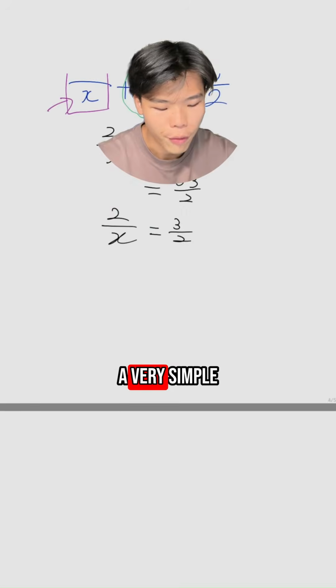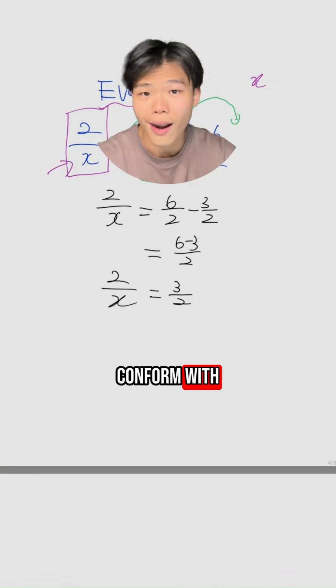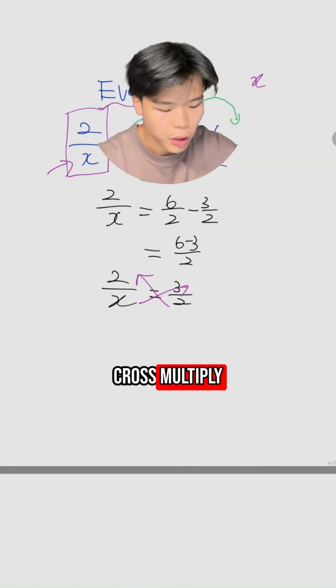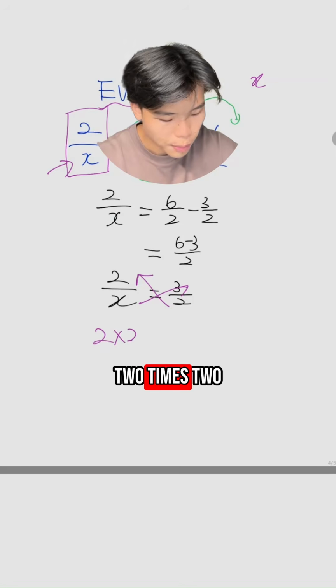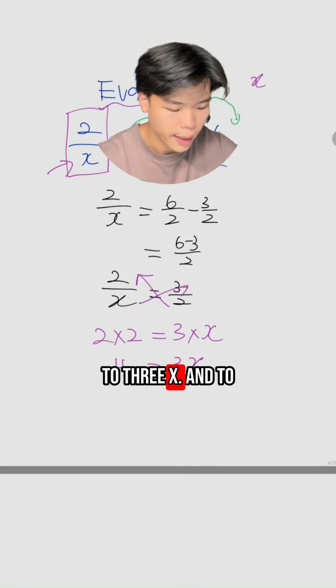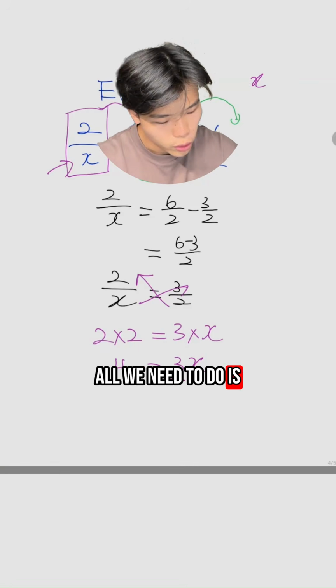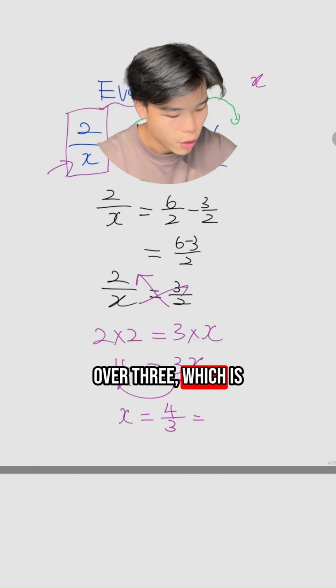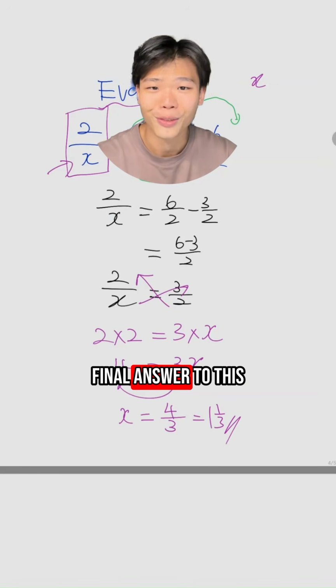This is where I'm going to teach you a very simple trick that will confirm work every single time. All you need to do is to cross multiply the 2 here and cross multiply the x over here. That will give you 2 times 2 equals to 3 times x, and I end up with 4 equals to 3x. And to find the value of x, all we need to do is to divide the 3 over to the left side, and therefore x equals to 4/3, which is 1 1/3 as the final answer to this question over here.